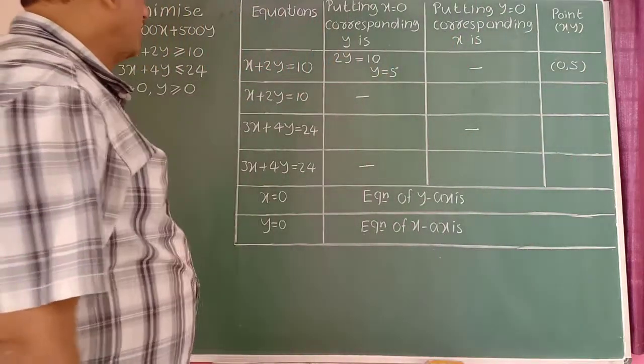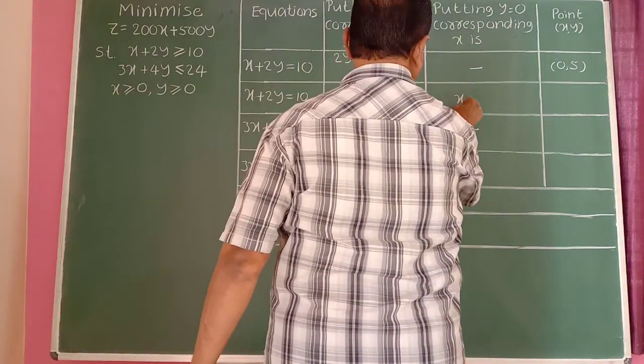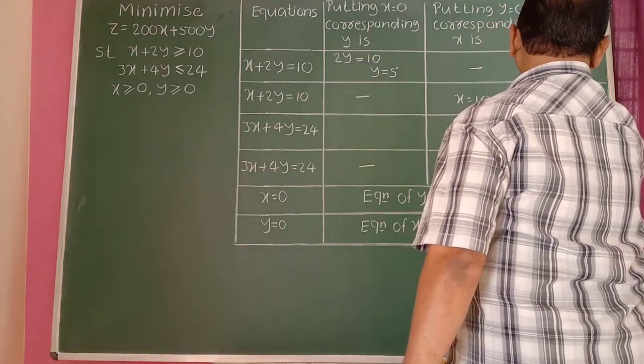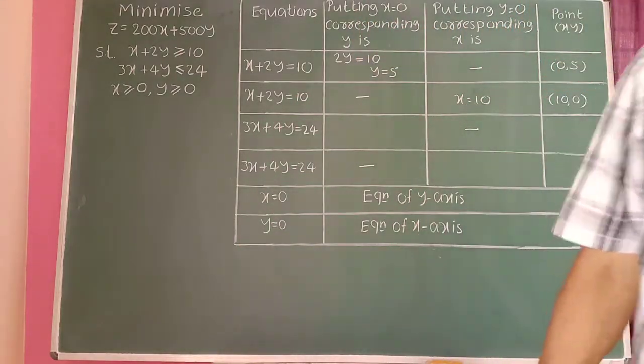Then substitute y is equal to 0. X equal to 10. So the point is (10, 0).